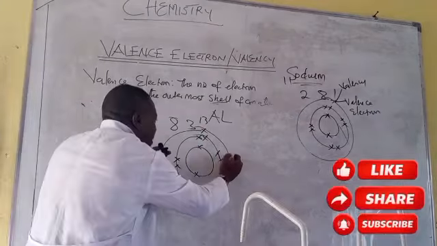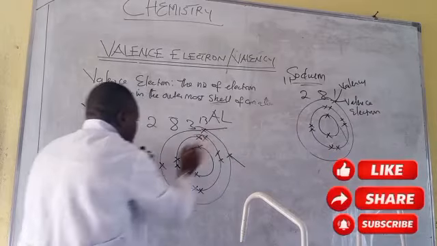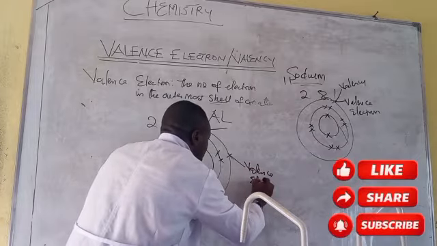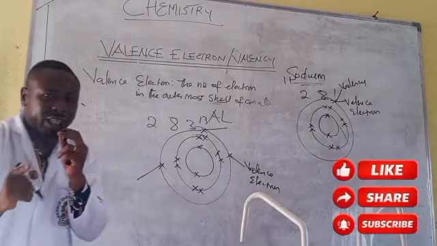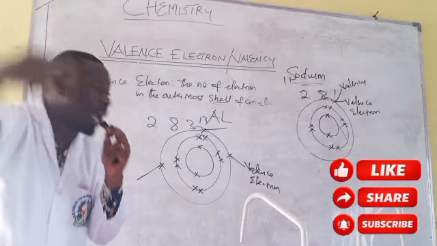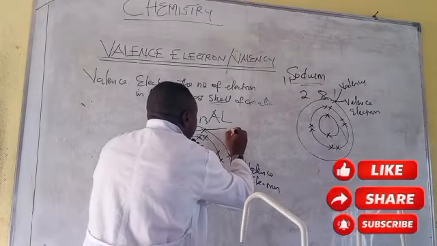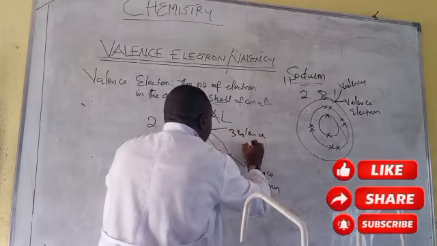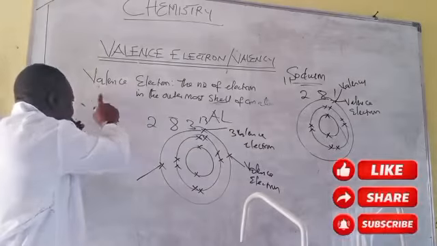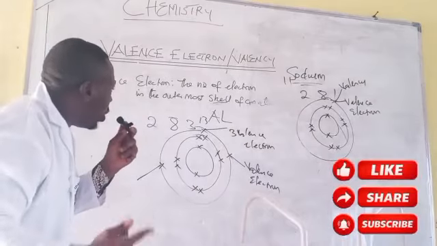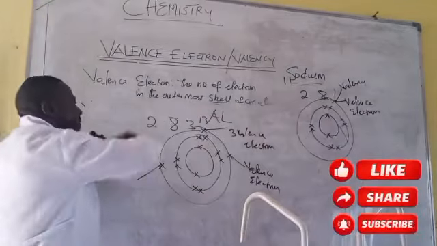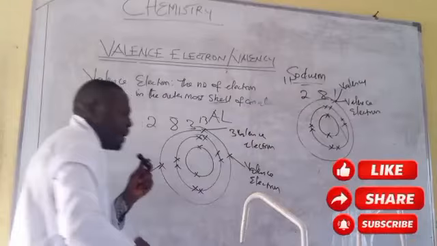Now, these 3 electrons you are seeing are the valence electrons. Why? Because there are 3 electrons in the outermost shell. So aluminium has 3 valence electrons. Please, this must be noted. Like I said before, valence electrons are the number of electrons in the outermost shell of an atom.